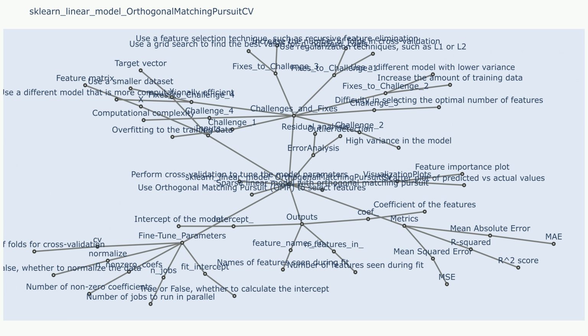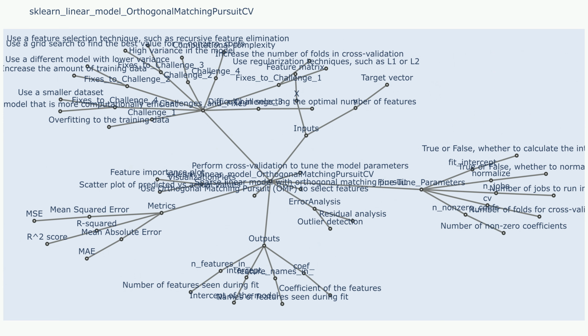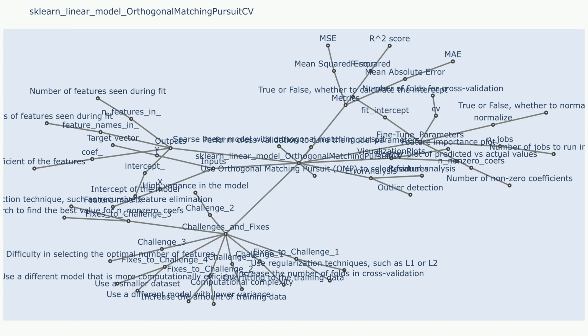Challenges and fixes. Challenge 1. Overfitting when the model is too complex and captures noise in the data, leading to poor generalization. Sample use case that resulted in challenge 1: using a high number of non-zero coefficients or a small dataset. Fixes to challenge 1. Increase the size of the training data. Reduce the number of non-zero coefficients. Use regularization techniques like L1 or L2 penalties.